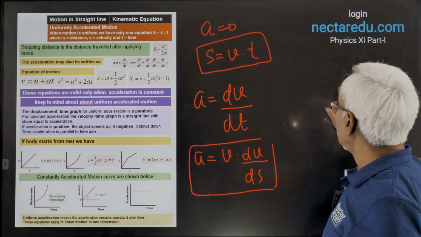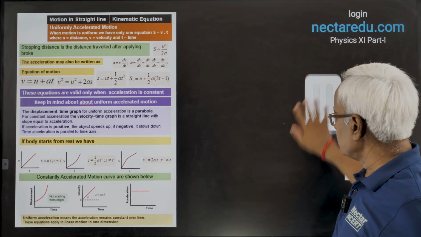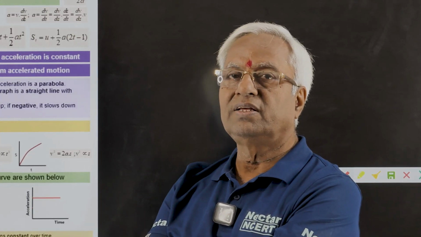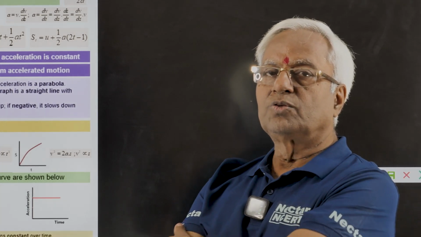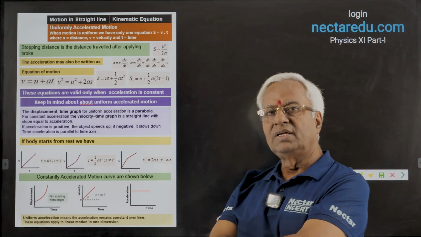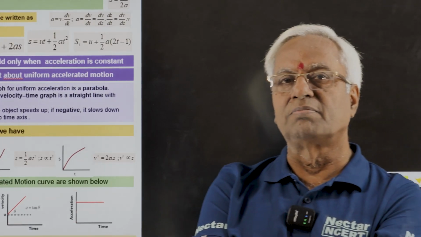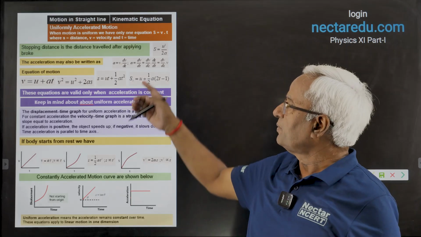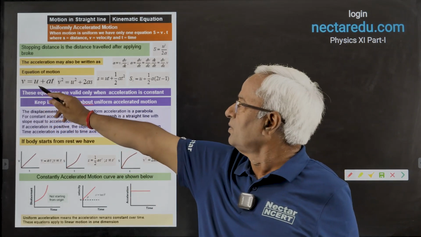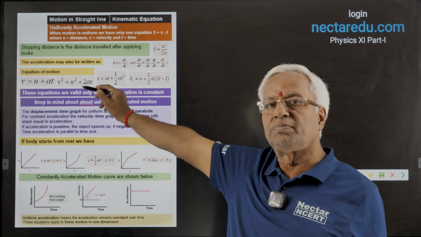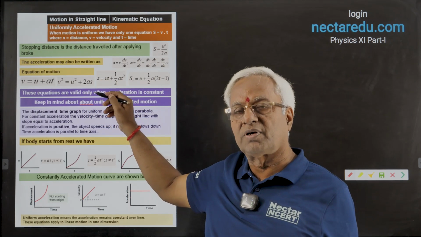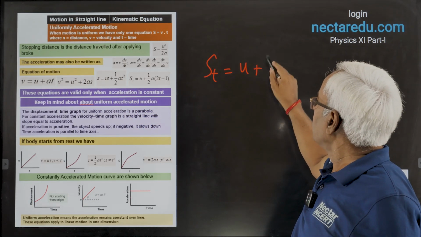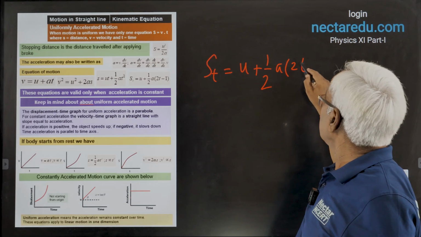Now, what are the equations of motion? Basically, there are four equations of motion. In almost all the equations, you have a. What is a? That's a constant acceleration. So one must emphasize one very important condition, that in all these equations, acceleration must remain constant. This shall be assumed, only then you can refer to these equations. These equations are v equal to u plus at, s equal to ut plus half at square, v square equal to u square plus 2as, and similarly this equation, s_t equal to u plus half a (2t minus 1).